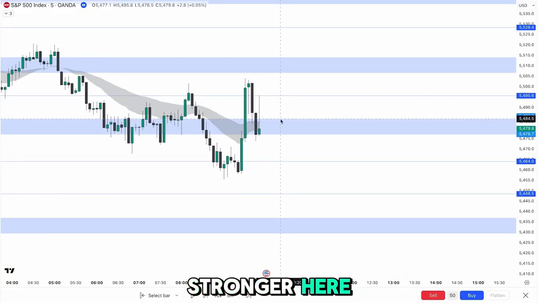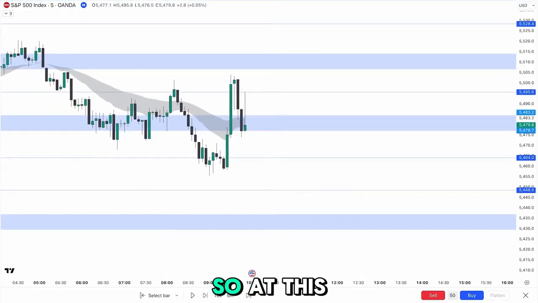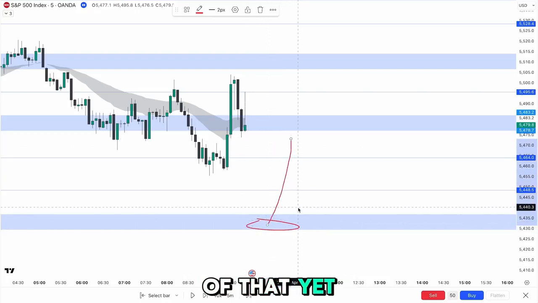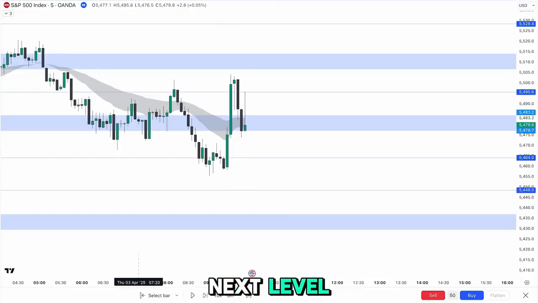If sellers are stronger here, then they'll keep dominating until we hit our next level, at least. Then this is a supply and demand level. So at this point, buyers may come in and it could bounce, or it could just keep going lower. We're not sure of that yet, but we want to capture this level-to-level move for certain. So we enter short at this level, then target the next level.